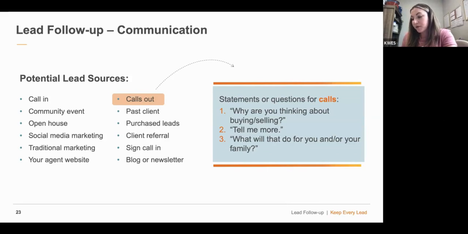So it's just going over some talking points again. It wants you to brainstorm and write statements or questions that you could consider using when communicating with different people in your database. So some examples are, why are you thinking about buying or selling? Tell me more about that. What will that do for you and your family? Things like that.